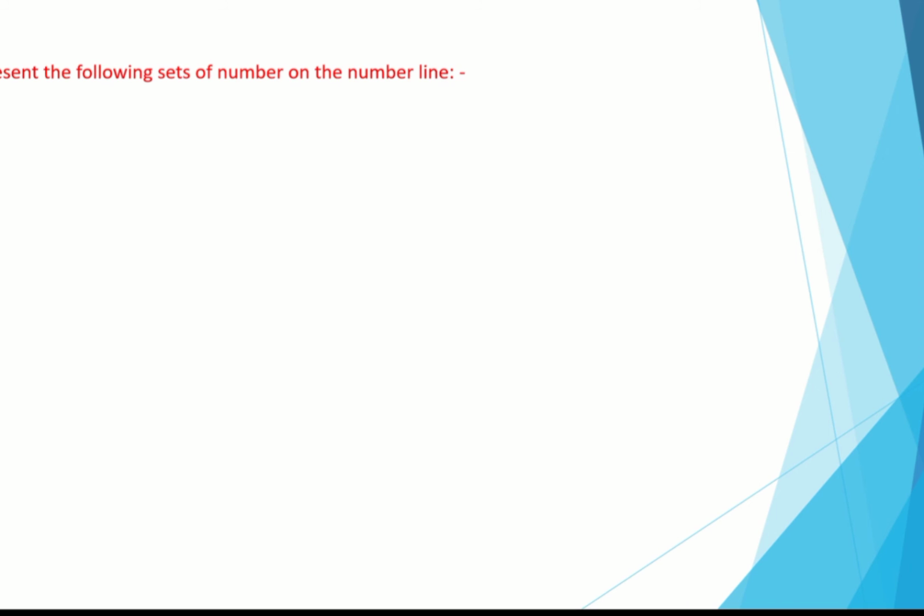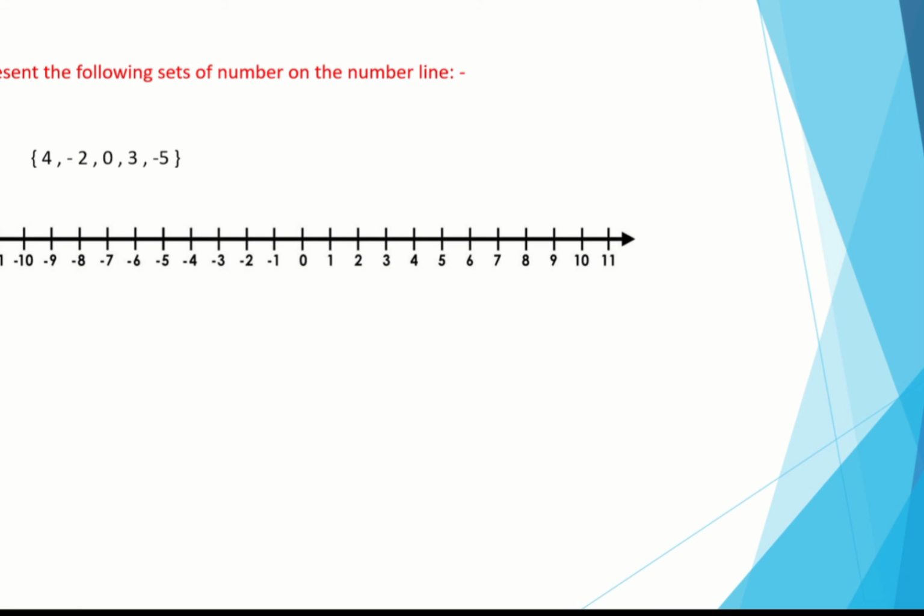Represent the following sets on the number line. The set of 4, negative 2, 0, 3, negative 5. The first step, I will draw the number line, and then I mark the numbers 4, negative 2, 0, 3, negative 5.